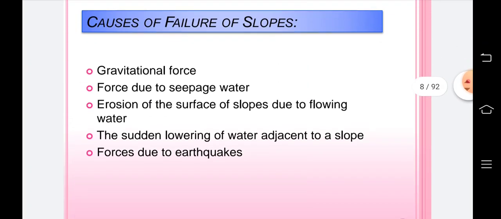Okay, so the next point is the causes of the failure of the slope. The various causes which cause the failure of the slope: first one is the gravitational force, or we can call it self-weight.